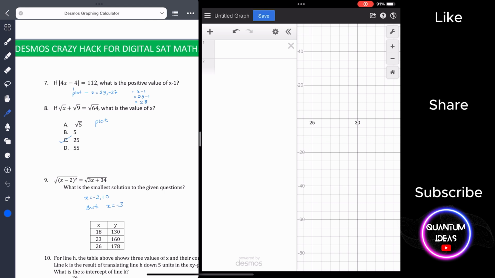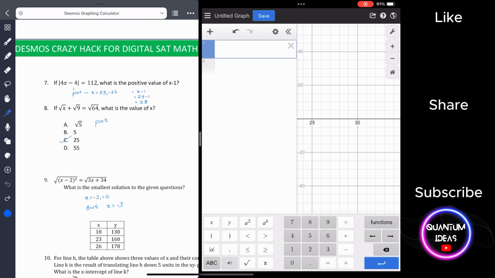So we are given a square root equation. We have to solve for the value of x. Simply type here root over x, tap, plus root over 9, again tap here, equals root over 64, right?